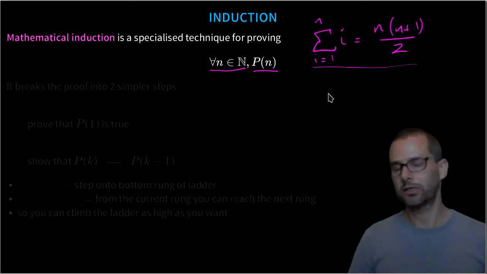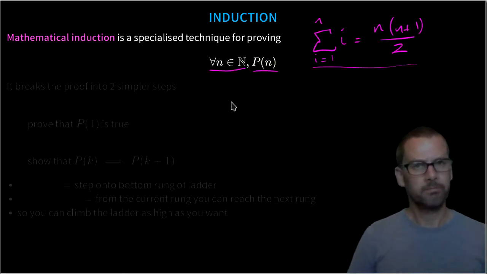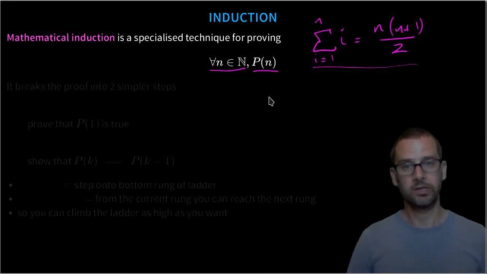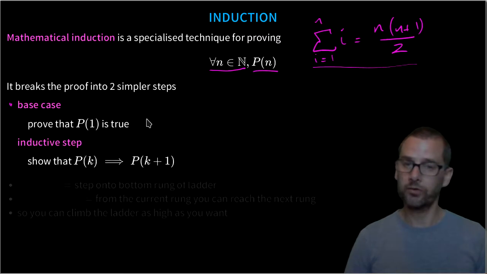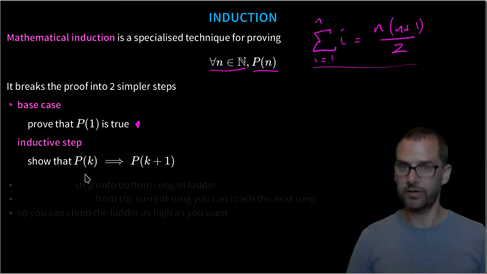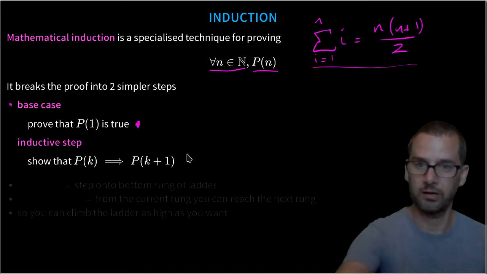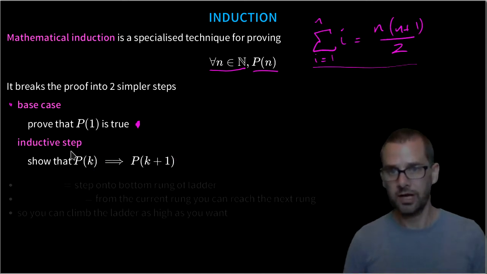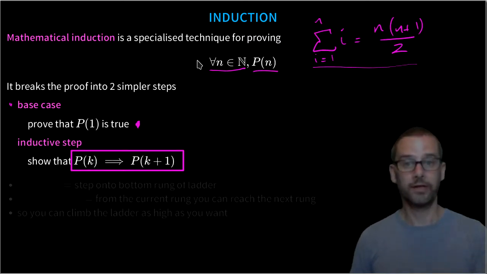Now the reason mathematical induction is so useful is, well, A, there are a lot of interesting statements of this form, but B, it gives us a nice structure for a proof, and it breaks the proof down into two simpler steps. First, there's the base case, which is just proving that the result holds when n equals 1. And then the inductive step, which is proving that if the statement is true for P(k), then it is also true for P(k+1). So if it's true for the current value of k, it's true for the next value of k.